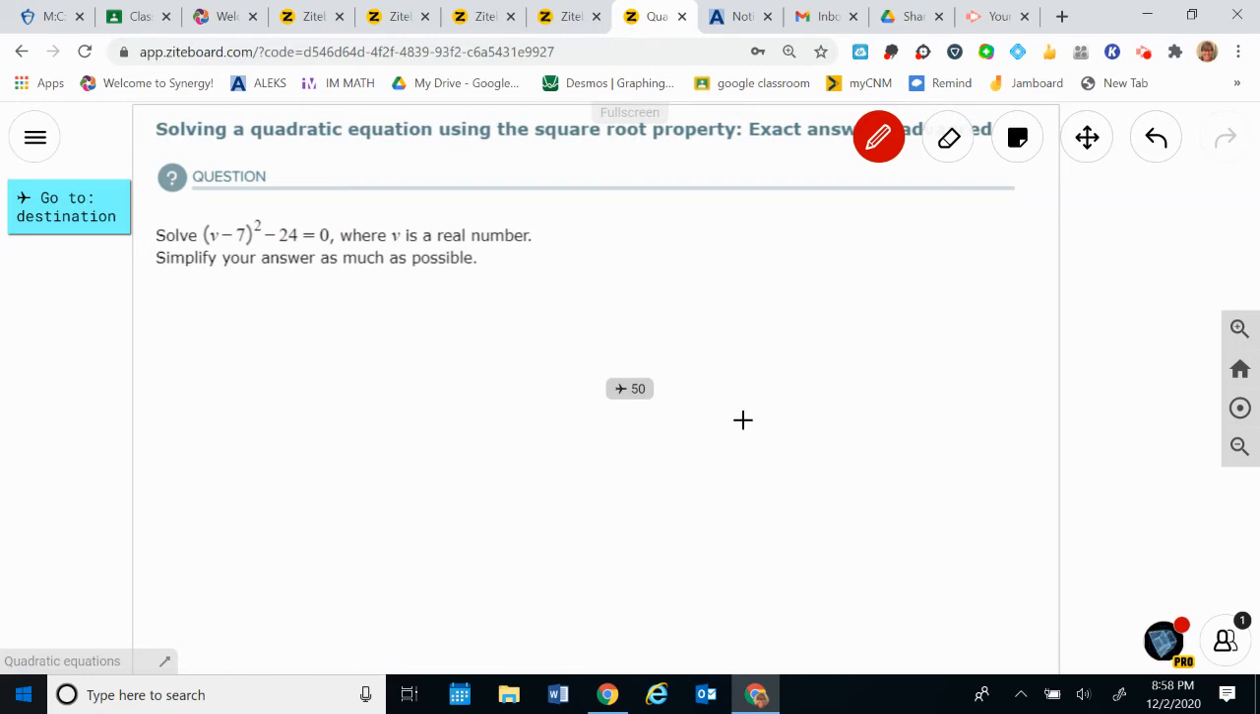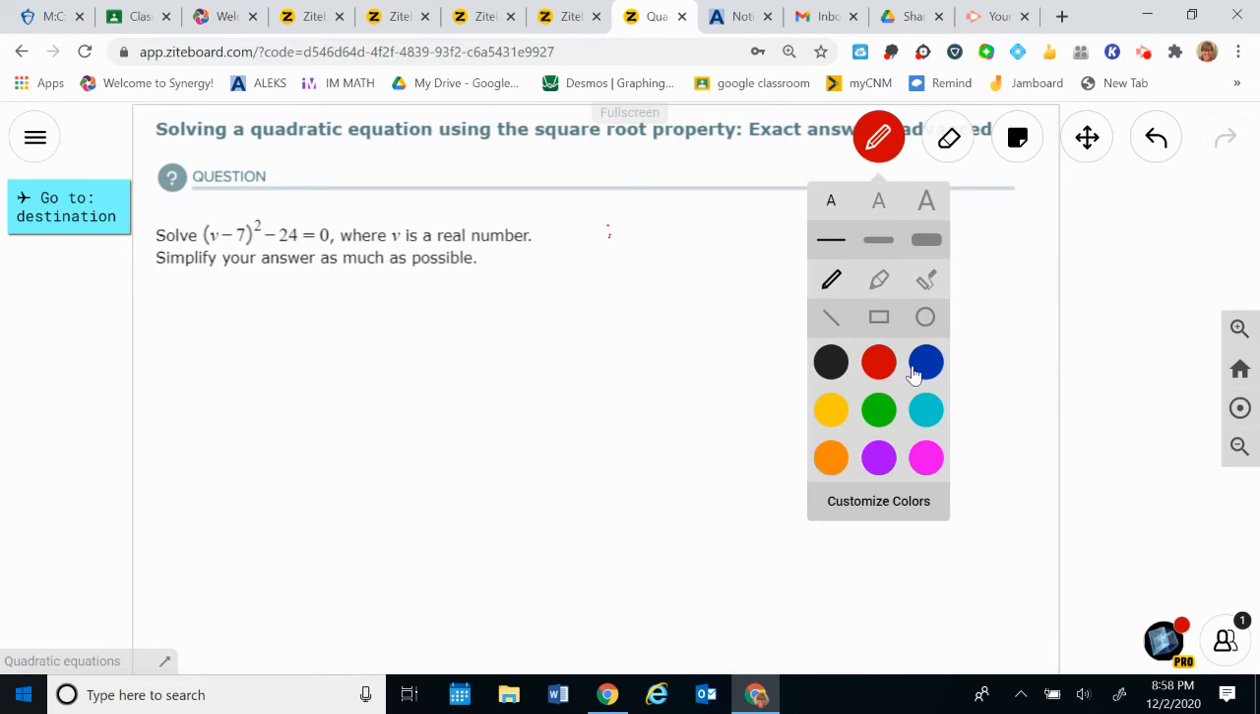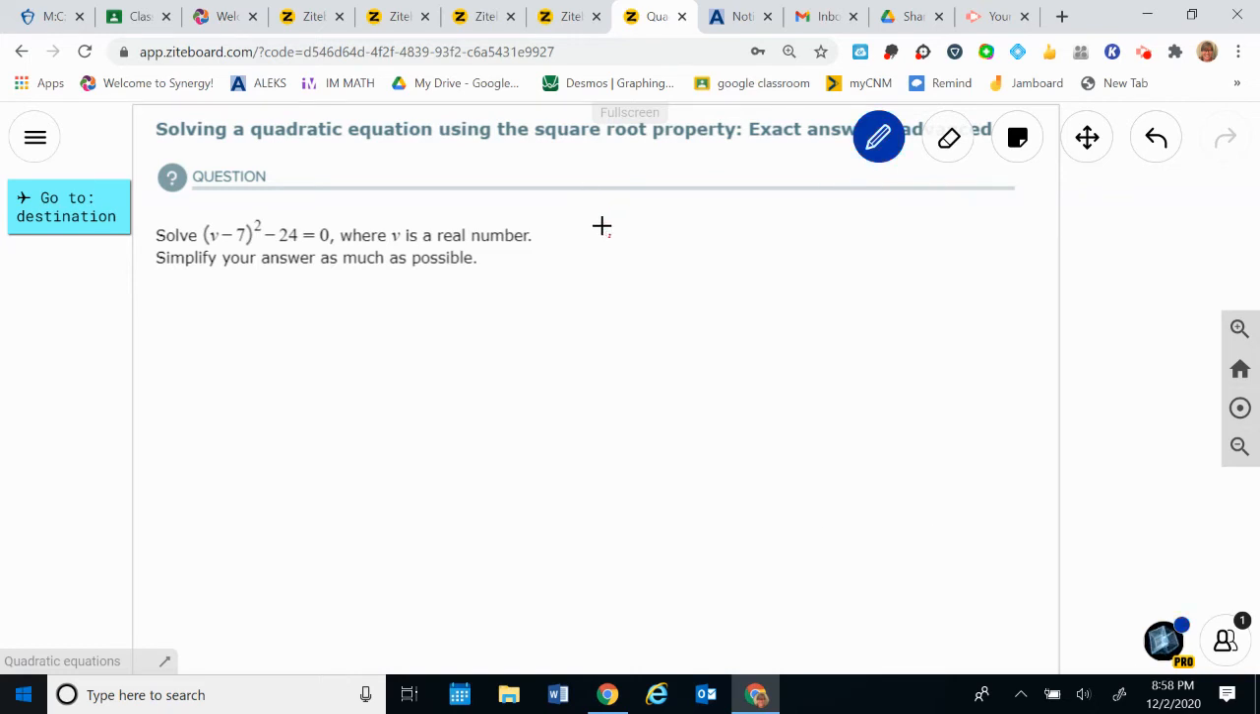Okay, let's try this one again. I don't like red, so let's do blue. (v minus 7) quantity squared. Treat this quantity as a whole thing. When you're looking at this, notice we don't have a middle term with v. This made it all really easy, you guys.